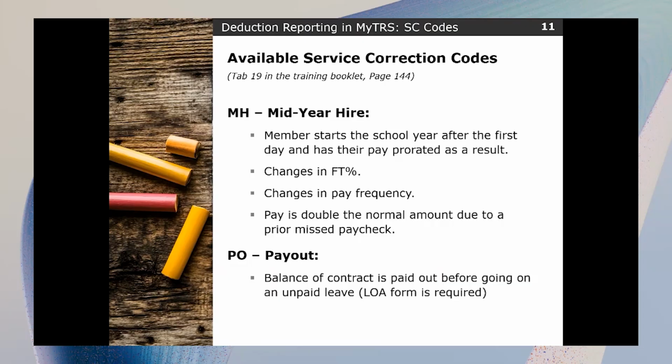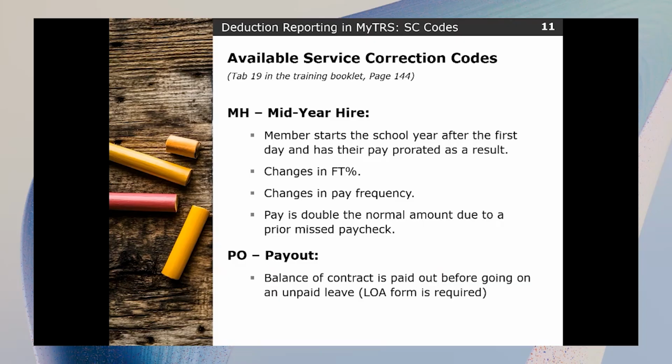If you have somebody that changes FTE in the middle of the year, or sometime after the school year started, somebody went from 50% to full-time or 70%, that's a change in FTE. You would also use mid-year hire. It will prorate their service accordingly, right? So if somebody was 50% and they go to full-time, obviously they should get more service. The mid-year hire code will ensure they get the proper service.